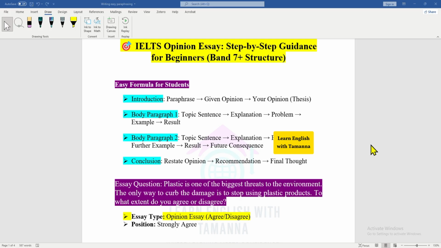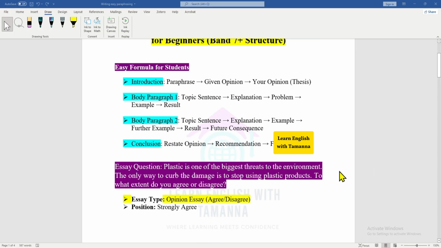Okay, so here the question says that plastic is one of the biggest threats to the environment. The only way to curb the damage is to stop using plastic products. To what extent do you agree or disagree? Now, here's the thing that you need to do first. You need to assess your question first. Like, what type of essay is that? Is this opinion or advantage or disadvantage or discussion based essay?